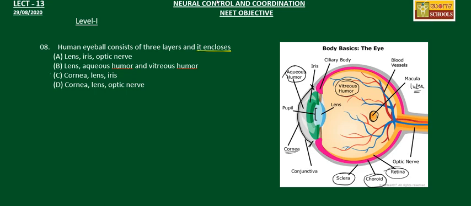So next we'll see even other options: cornea, lens, and iris. Okay, so lens and iris are also present in the eyeball itself, whereas cornea is the outer layer. So hence the last option also we will not be considering. Only what the eyeball encloses, means present inside, will be the lens, aqueous humor, and vitreous humor. So the right option is B.